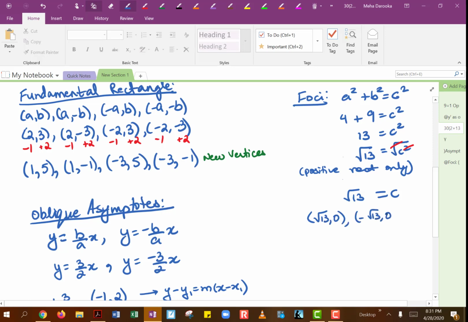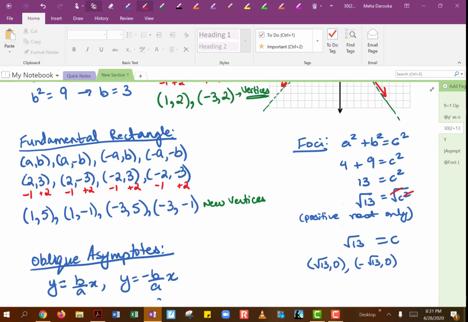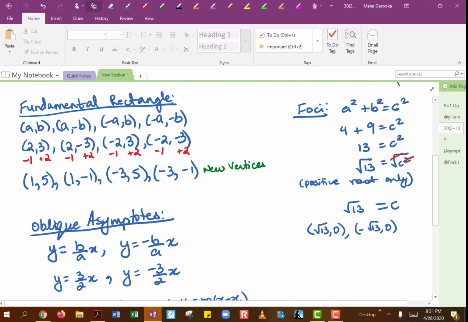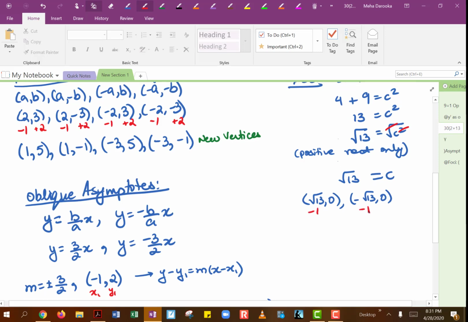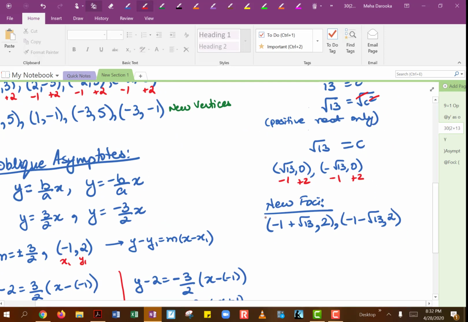But again, remember our graph is moving 1 unit to the left, 2 units up. So subtract 1 from the x, add 2 to the y values, and you will end up getting the new foci. They are going to be negative 1 plus square root of 13, and 0 plus 2 will be 2, negative 1 minus square root of 13, and again positive 2. So these would be the new foci for our graph.